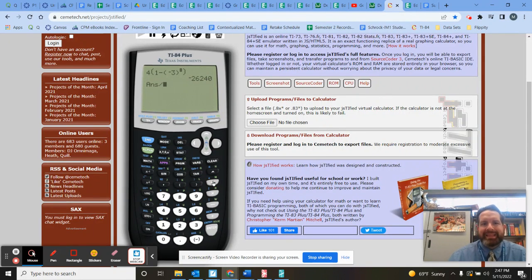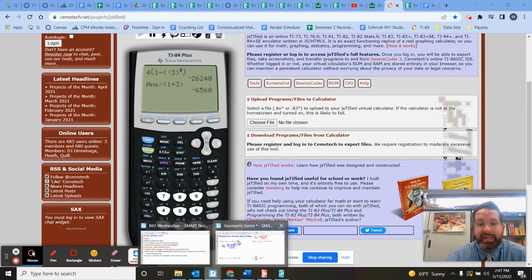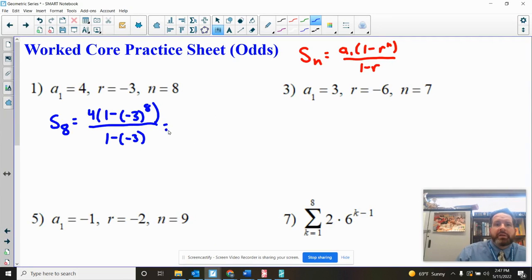I'm then going to divide that by 1 minus the negative 3. I'm just going to choose to use my head here to say minus a negative is the same as plus. And that makes things a little easier to work with. Put that all together, we end up with an overall sum of the first 8 terms of that sequence of negative 6,560.